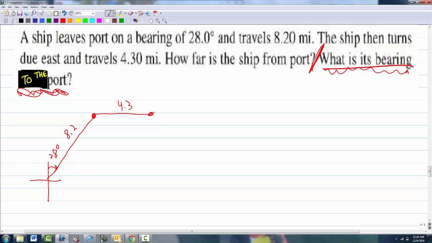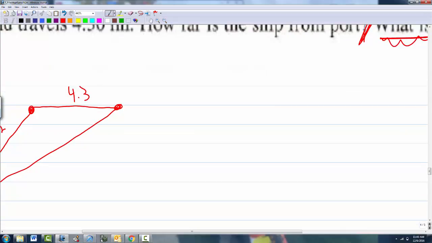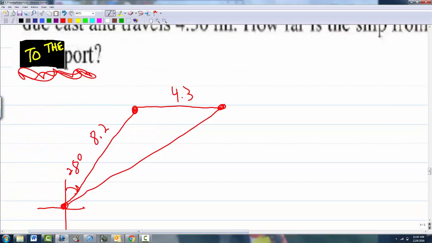Okay, now what we have to do is find how far the ship is from the port. Well, now we got some issues, and the issues, quite frankly, are basic geometry. Did anyone find this angle measure? I'm interested. What is it? 118 is correct. I don't know if someone said something different.